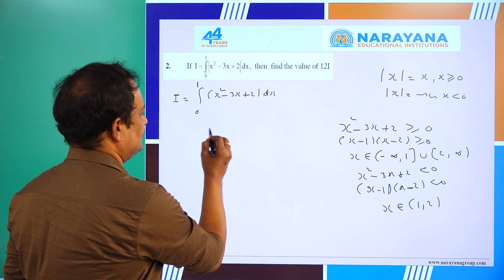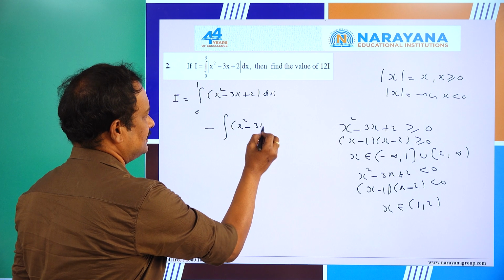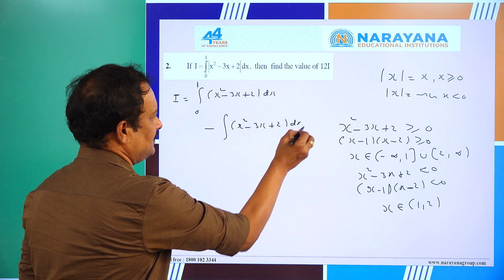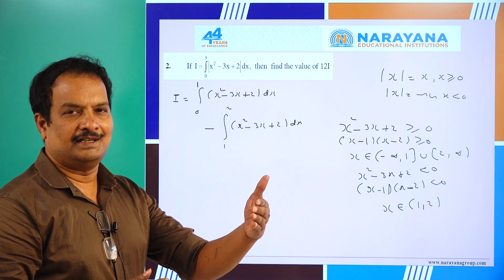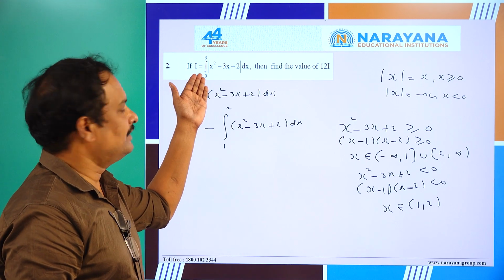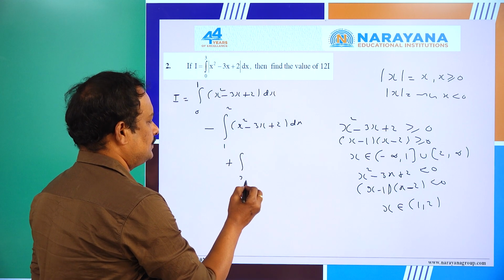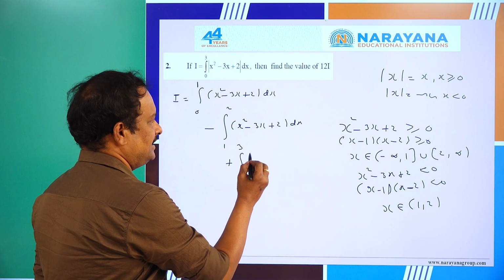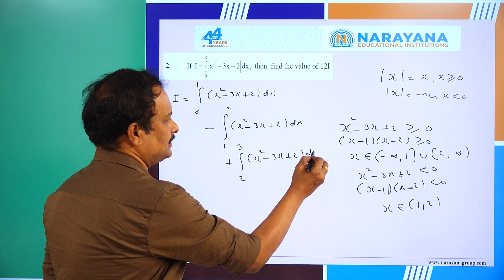So following the same logic, this is minus the integral of x square minus 3x plus 2 with respect to x between the limits 1 and 2. But from 2 to infinity it is actually positive. Of course, in the given domain we have up to 3 only. So this is plus the integral from 2 to 3, and there it is anyway positive, of x square minus 3x plus 2 with respect to x.